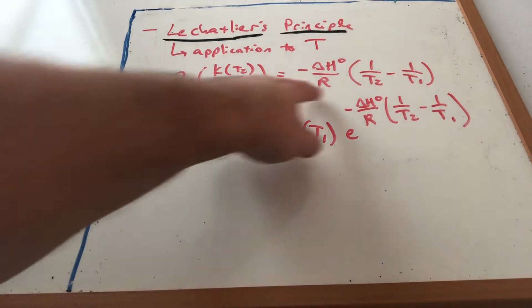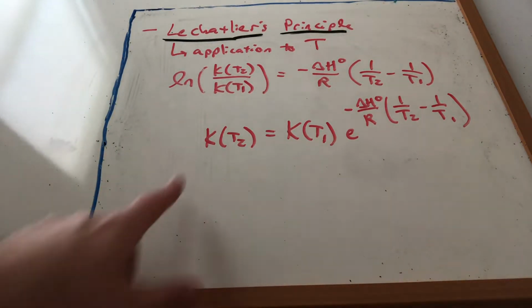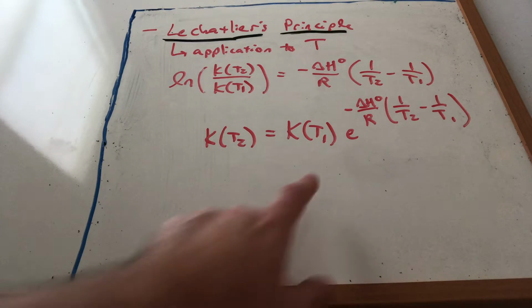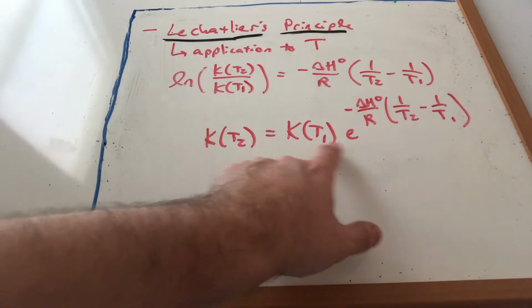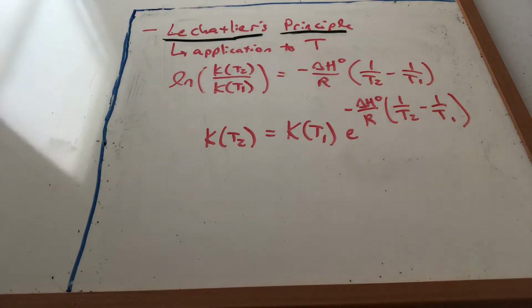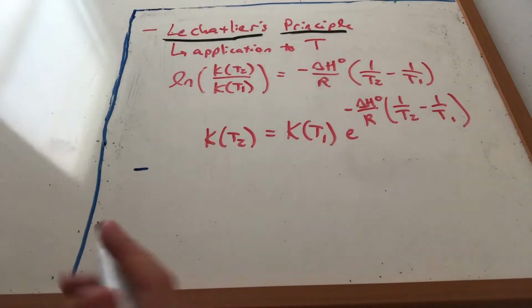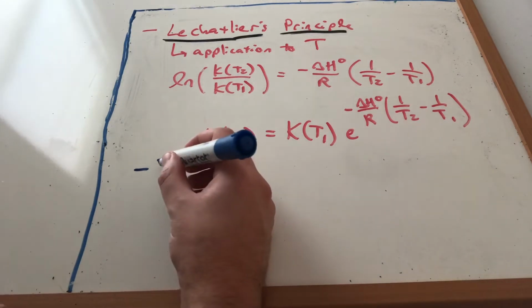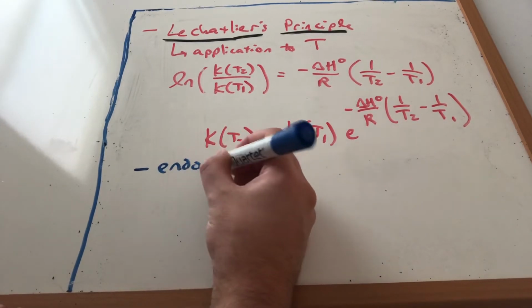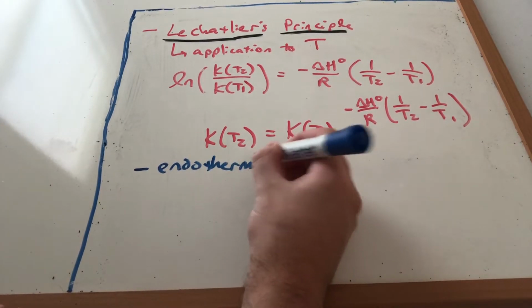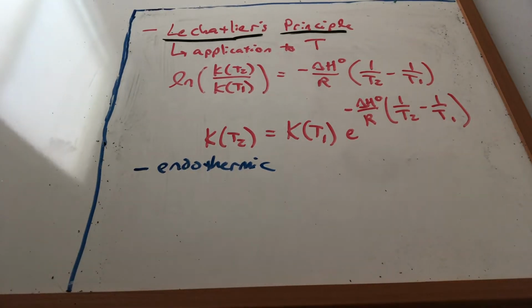What I've done is I've taken this expression and I've arranged it in a way where I'm solving for K at T2. And what we see is that we have K of T1 and then it's multiplied by this exponential. So there's a couple different cases to consider. Like I said, I'm going to consider some of the cases here together, and then you're going to do the other cases yourself. So let's assume that we do some analysis and that we have an endothermic reaction. And your homework will be doing this for an exothermic reaction.